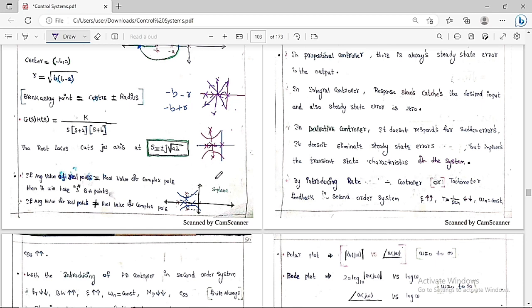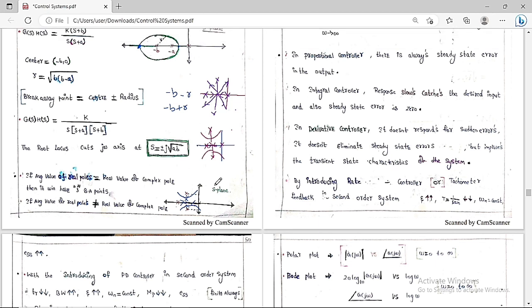Therefore always remember, if the average value of the real poles is equal to the real value of the complex pole, then it will have 3 breakaway points. If the average value of the real poles is not equal to the real value of the complex pole, then it will have only one breakaway point. This is the graph for the 3 breakaway points, and this is the graph for 1 breakaway point. This you always have to keep in your mind.